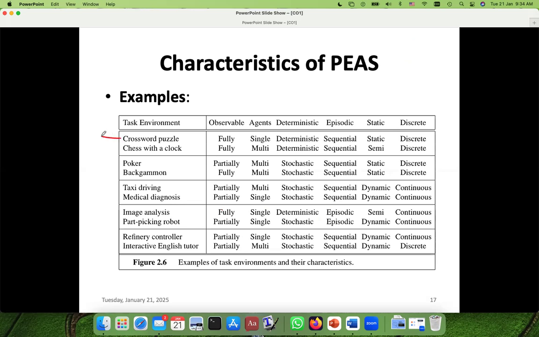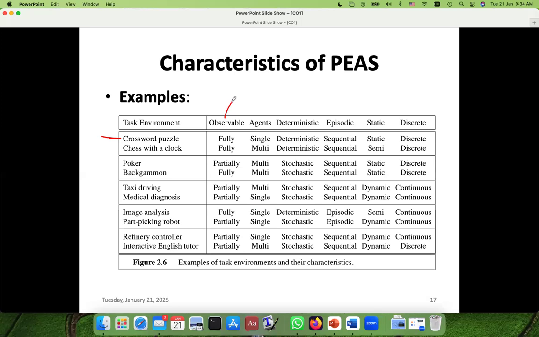Crossword puzzle. What is a crossword puzzle? Columns and rows, and you have to fill in the letters. Some letters are there, and you have to complete the words, either in rows or columns. If you have built that game, this is an agent, a crossword puzzle agent. Now you have to tell whether it is fully observable or partially observable.